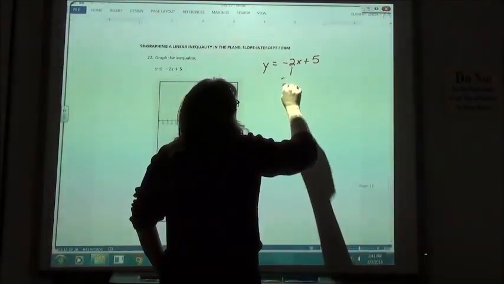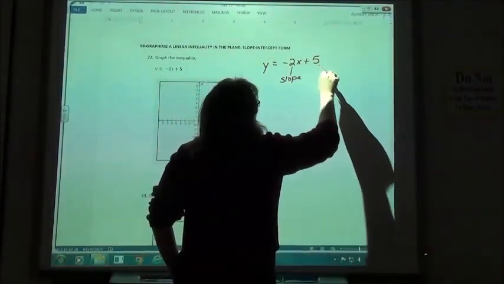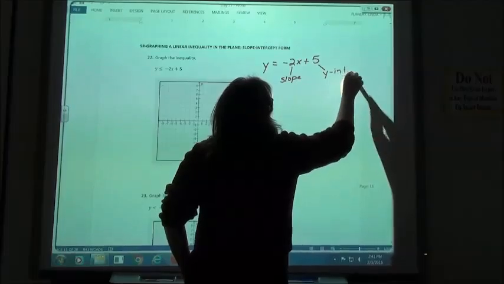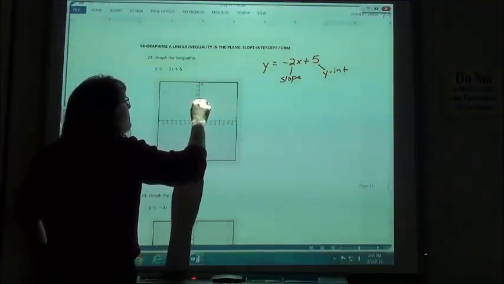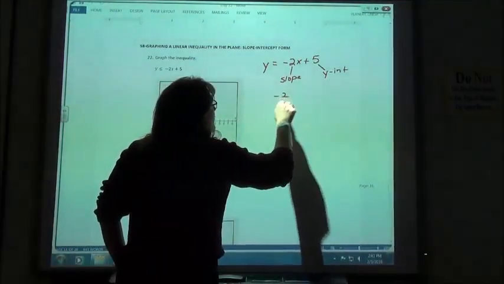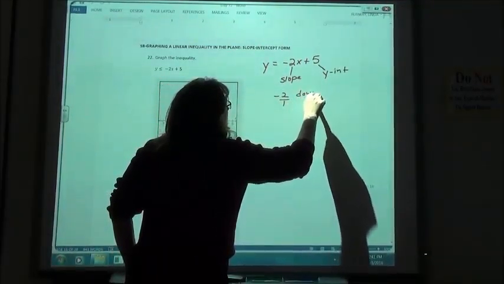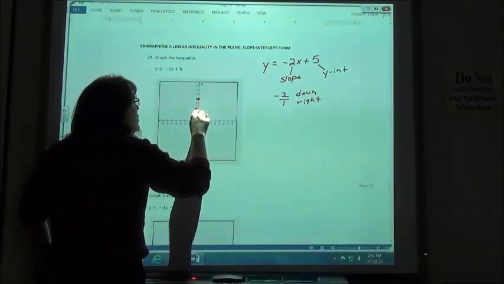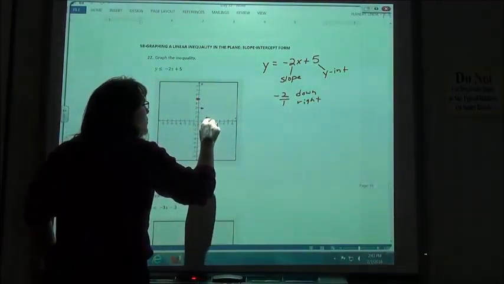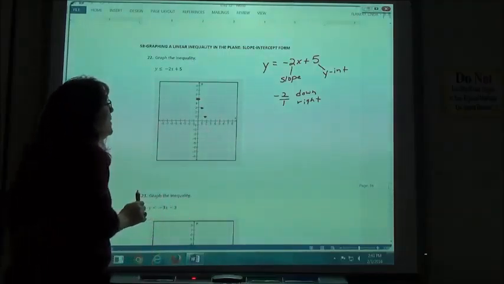So that's my slope, that's my y-intercept. Plotting my y-intercept first, my y-intercept is 5. My slope is negative 2 over 1, so I'm going to go down 2 and to the right 1. So down 2 over 1, down 2 over 1 as far as you want to go.